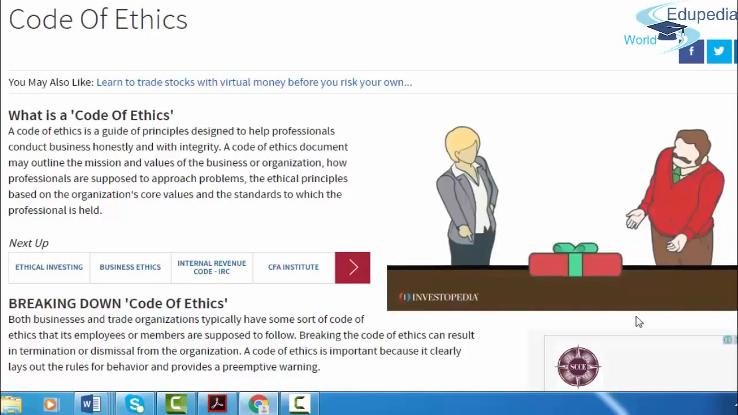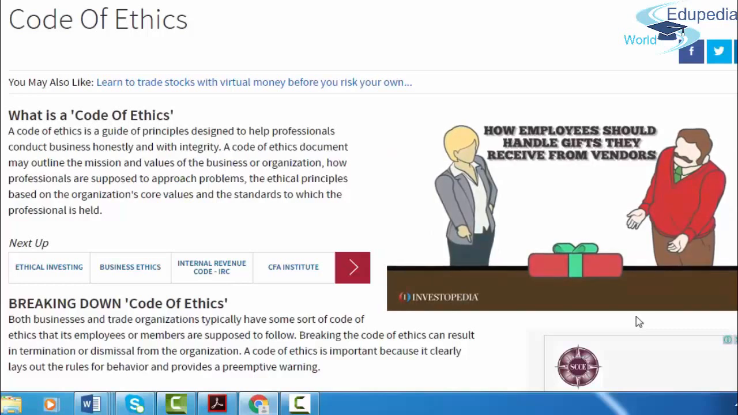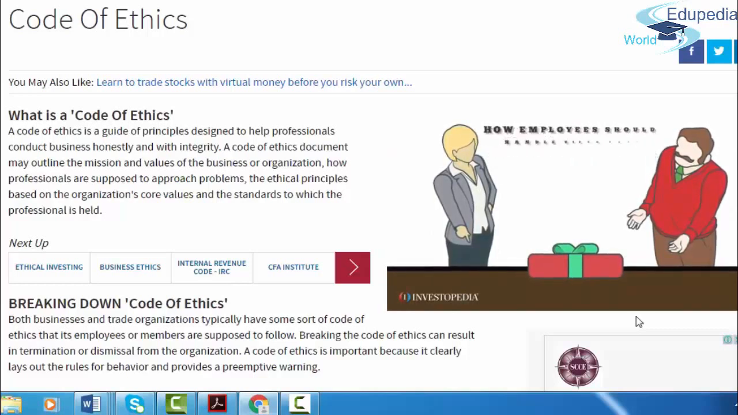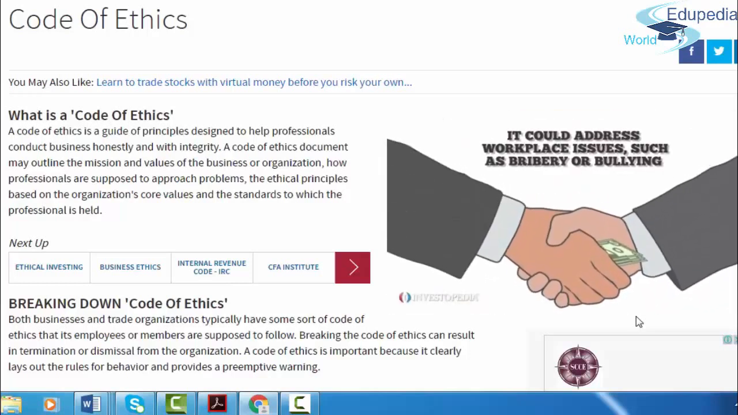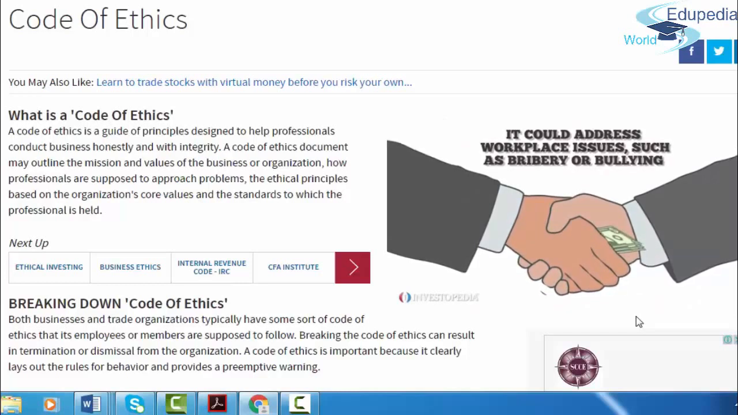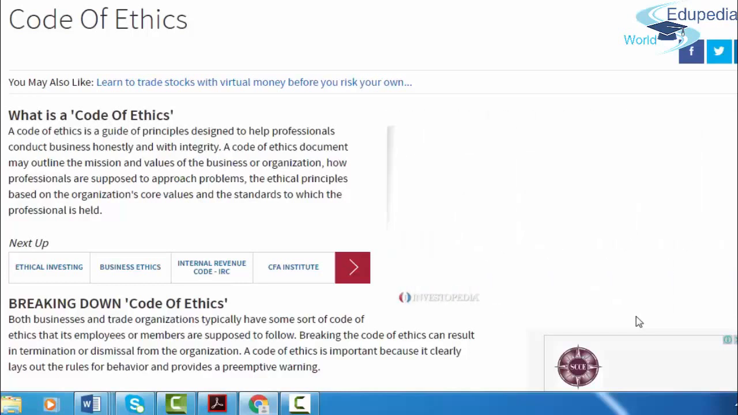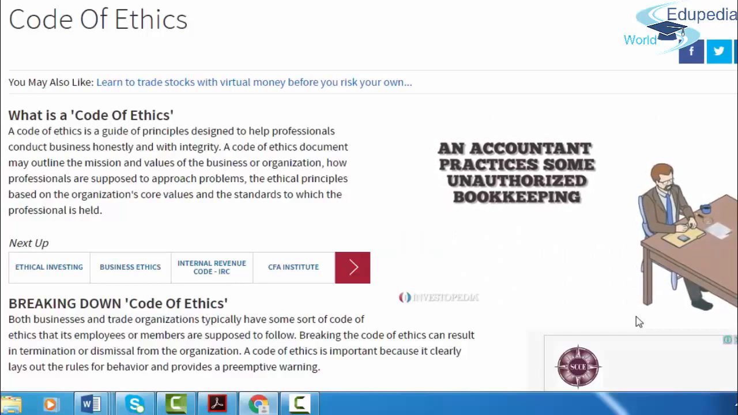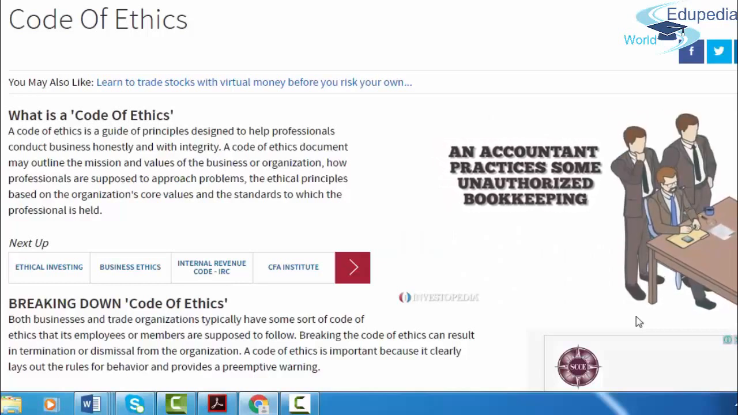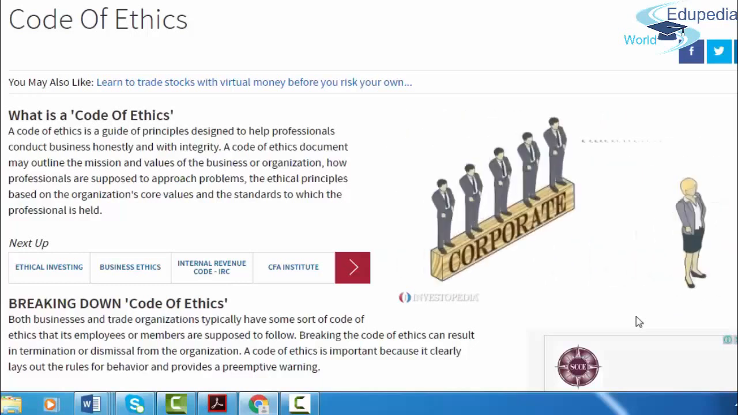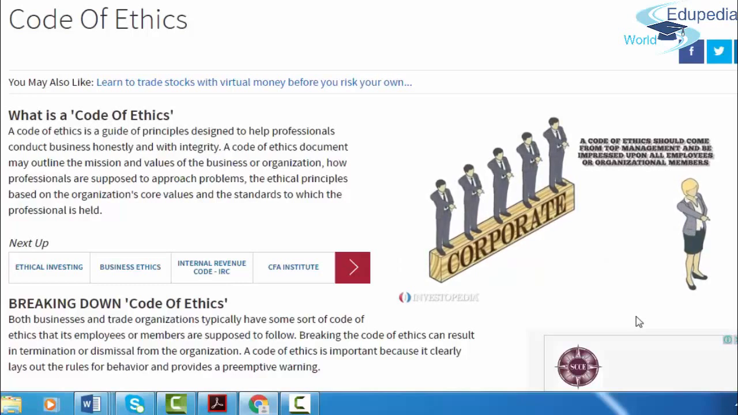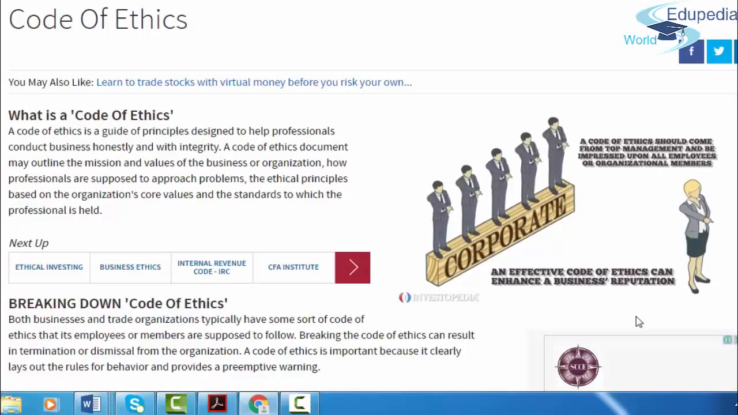For example, a code of ethics might provide instructions on how employees should handle gifts they receive from vendors, or if and how they can provide gifts to potential clients. It could address workplace issues, such as bribery or bullying, or it could help handle potential legal issues. For example, if an accountant practices some unauthorized bookkeeping that requires outside intervention, breaking a company's code of ethics is usually grounds for termination. A code of ethics should come from top management and be impressed upon all employees or organizational members. An effective code of ethics can enhance a business's reputation.